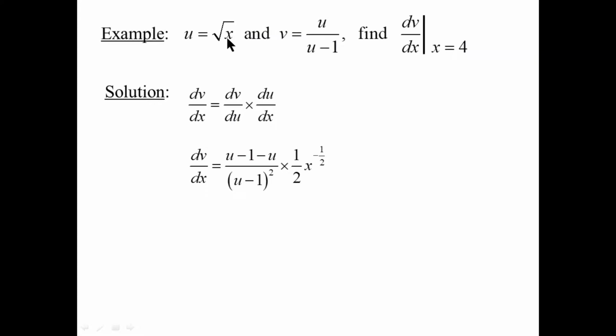Times du by dx. Well, this is x to the 1/2, so we'll say 1/2 x to the minus 1/2. Now these u's offset. We're left with a -1 in the numerator. We're left with a 2 in the denominator and a root x in the denominator as well. And now u is actually root x, so we could put a root x here.